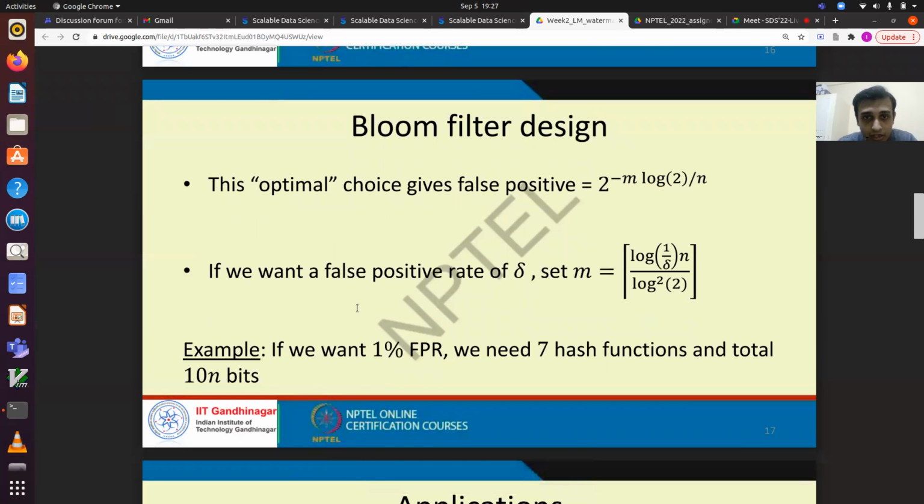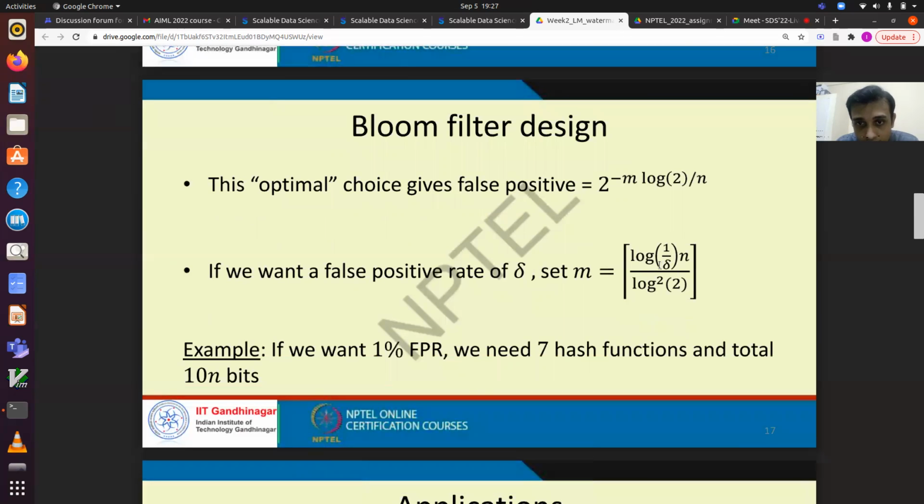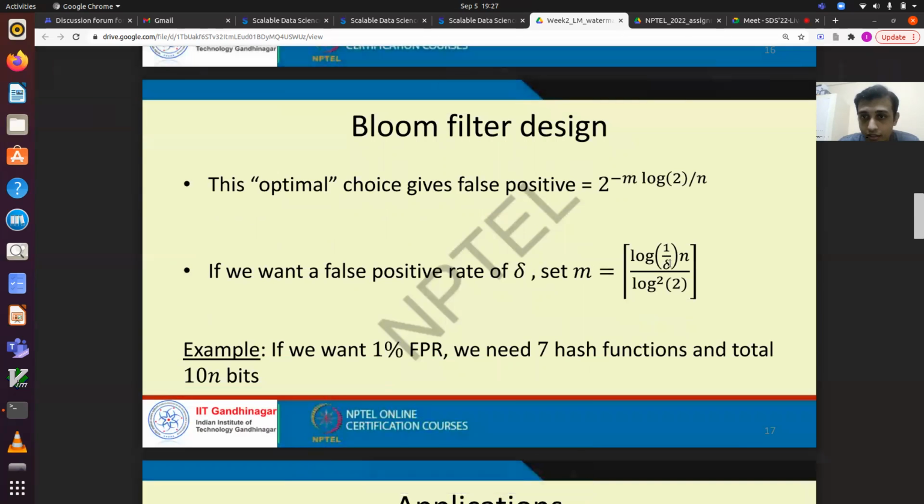Yeah, so for example, here it's telling us if we want a 1% false positive rate, we have 7 hash functions and a total of 10n bits. So 1% means, in this formula, 1% is what? 1 by 100, right? It's fine. So log of 100 is, so basically log base 2 of this. So 1, 2. The answer is 1. No, so, right.